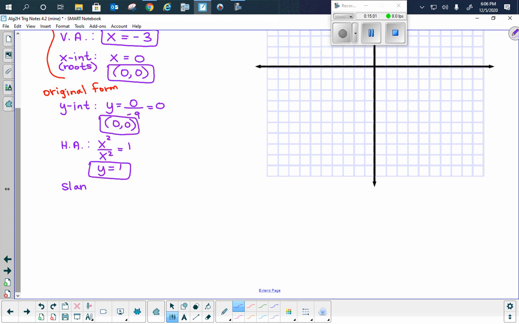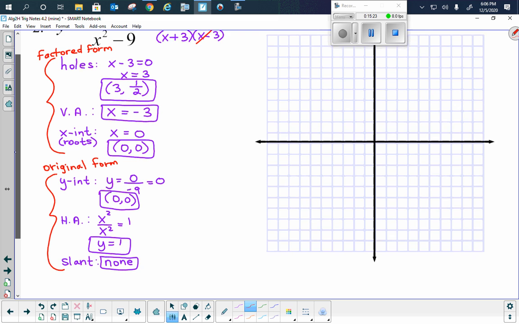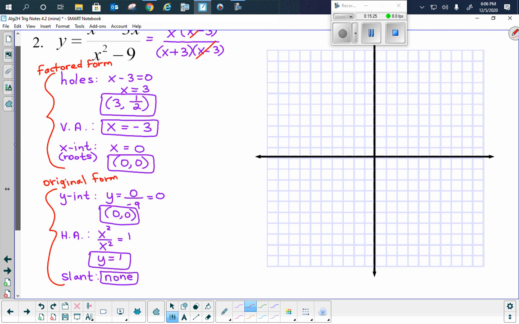And the slant asymptote, the last thing it's always going to ask you, happens when the top and the bottom have a degree difference of 1, but in this case they're the same. So you're going to say none. Again, these three came from the original form. All right, if you want to try graphing it yourself, pause the video and then come back. See what we can do.